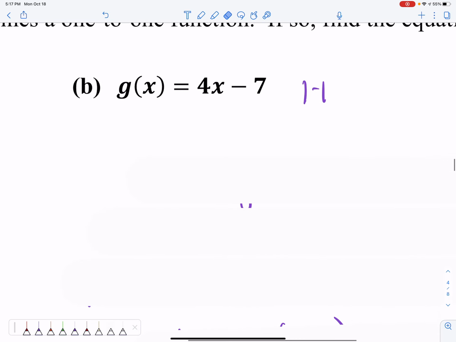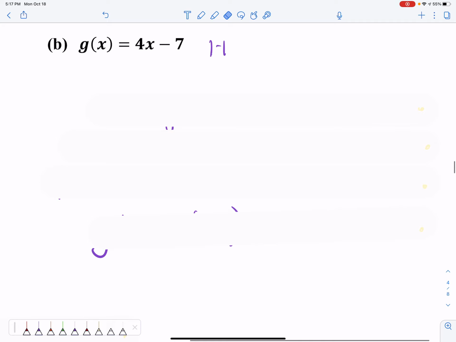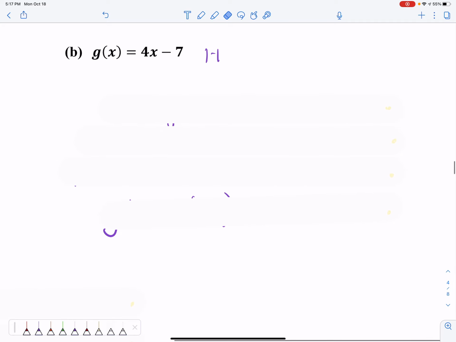All right, let's go over to letter B. Letter B, this is 1-to-1 because it's just a line, and lines are 1-to-1. They meet the horizontal line test unless it's a horizontal line to begin with. All right, so let's follow our steps. Step number 1 says to trade the x and the y's. So my y became an x, my x became a y.